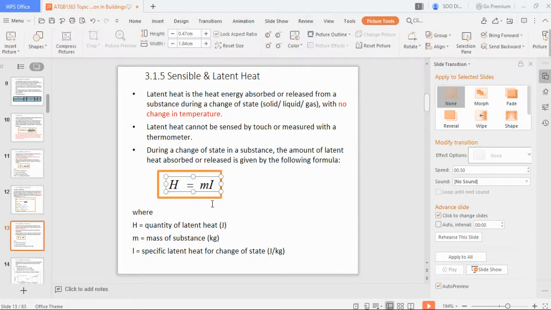The formula is given in terms of H equals mass multiplied by the specific latent heat of change of state. So remember, latent heat is the heat needed to change the state of the material from one state to another, either from solid to liquid or liquid to solid. There's no change in temperature, but there's a change of state for the substance.